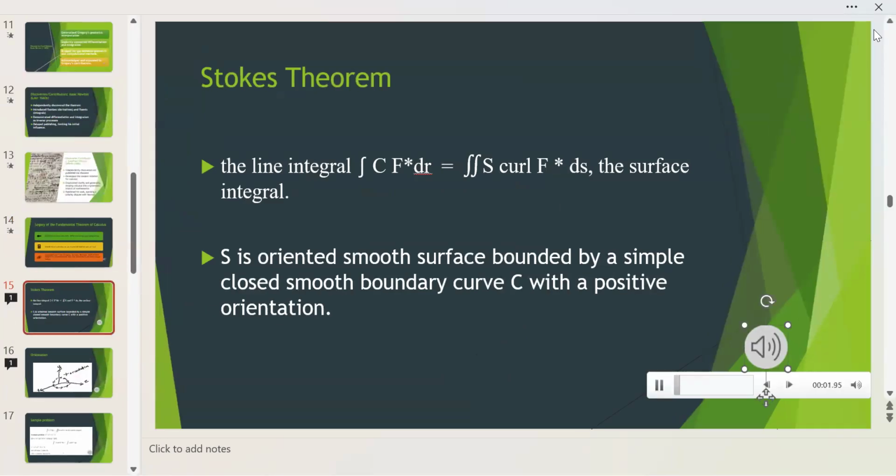This is about Stokes' theorem. So Stokes' theorem starts by defining the integral for the line, and it sets it equal to the surface integral, where S is the oriented smooth surface bounded by a simple closed smooth boundary curve C with a positive orientation.